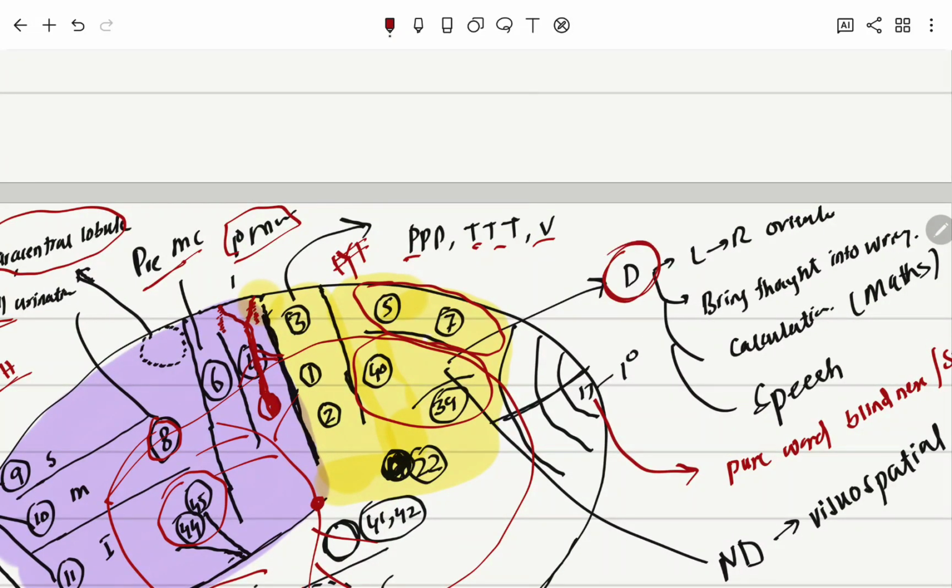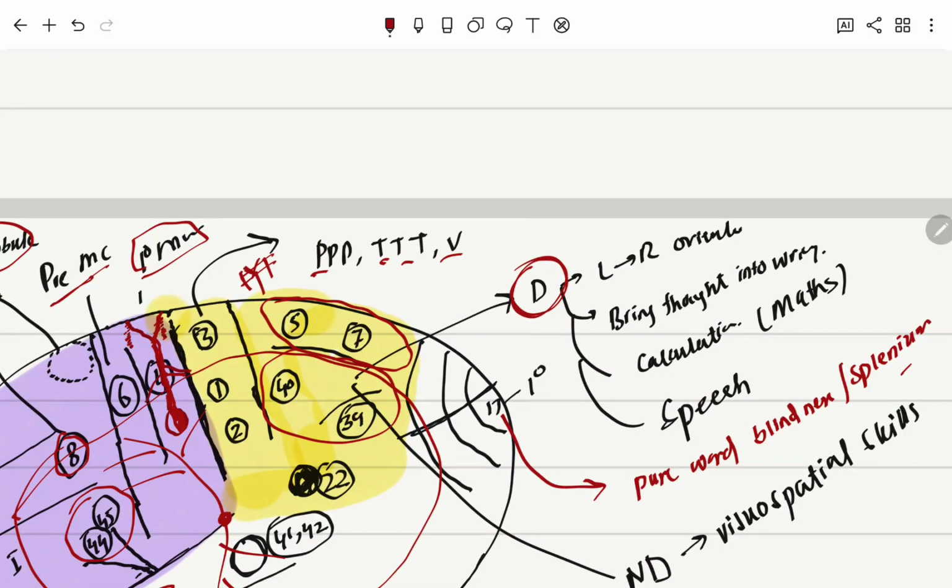What is the function of the dominant parietal lobe? The dominant parietal lobe is responsible for left to right orientation, and also for calculation, maths, and bringing thoughts into writing. If I ask a person to draw a bird, he's going to first think, then he's going to draw. Patients with damage to the dominant parietal lobe won't be able to do so because of the loss of this function.